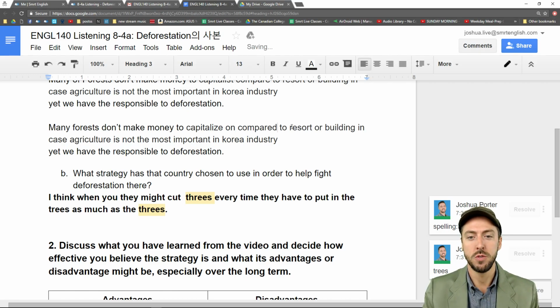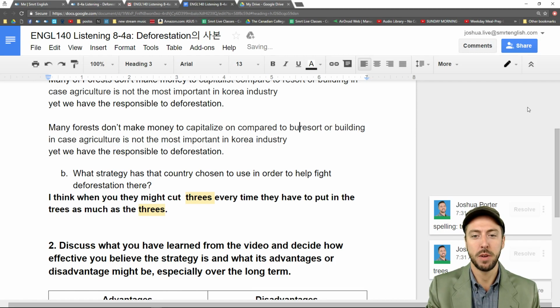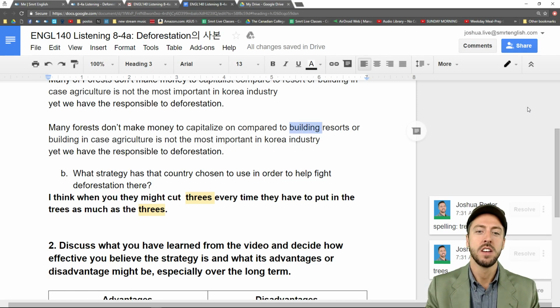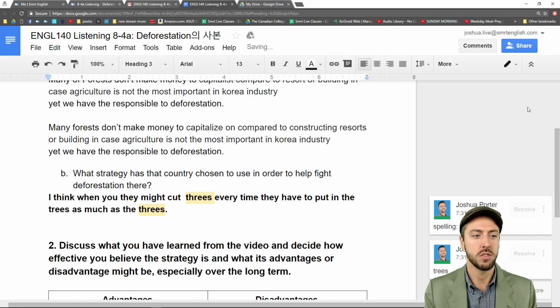Compared to, and I'm just going to add a verb here, building resorts, or, oh, we use the word building. That's probably why Aaron did not use that. So let's say to constructing resorts or buildings.